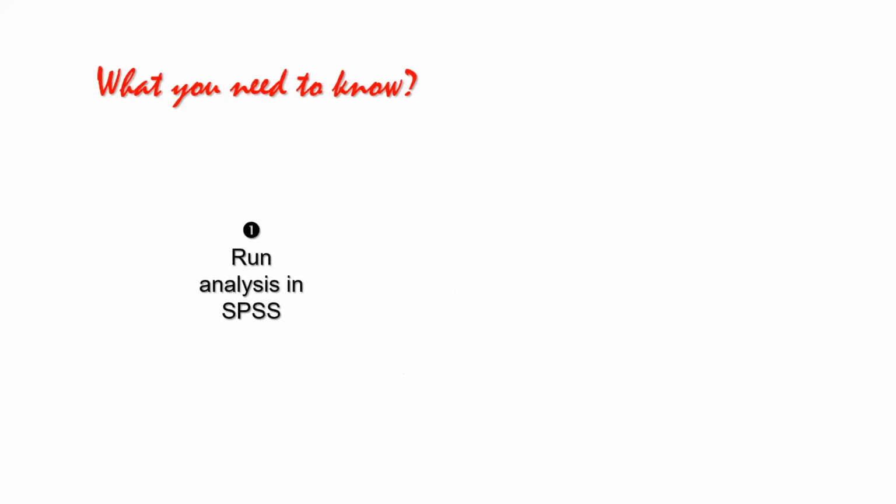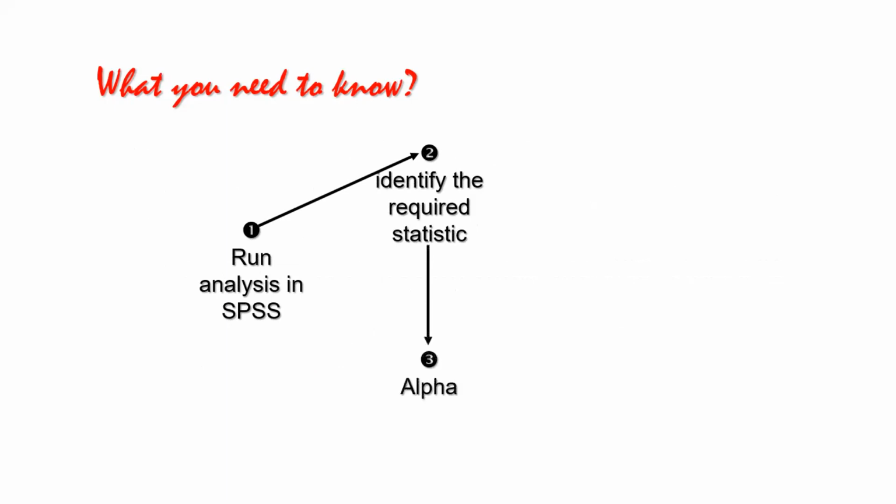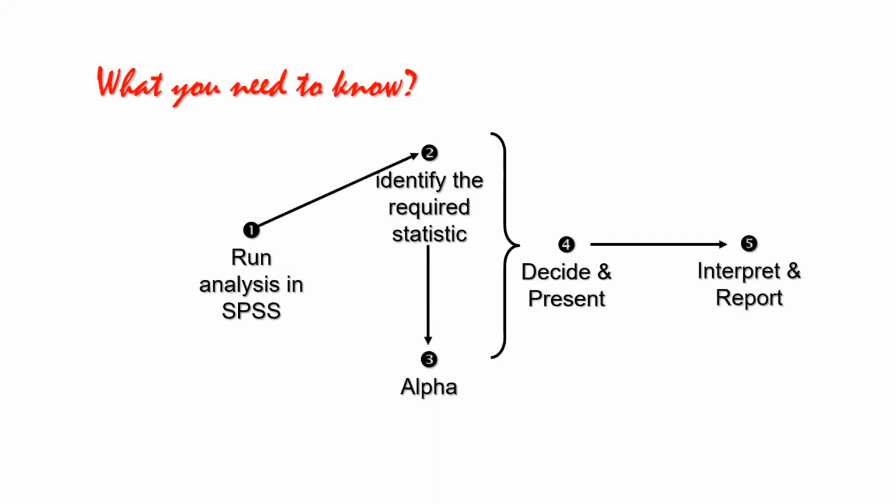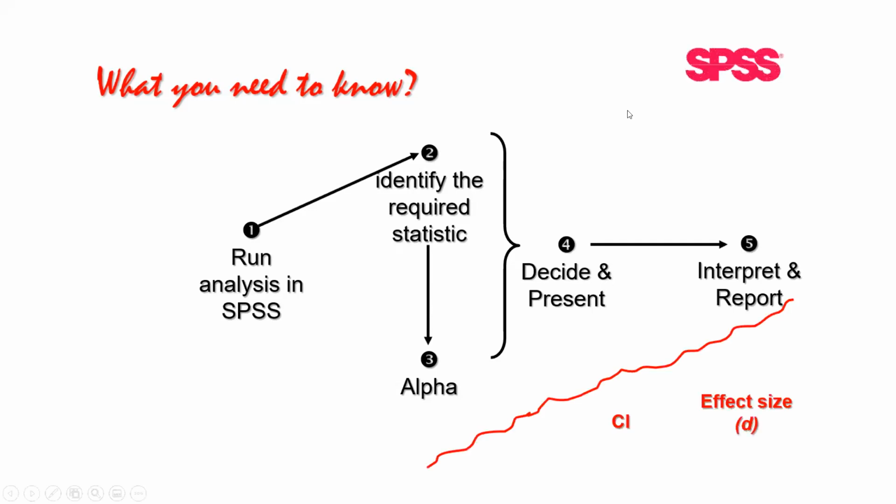Okay, so similar to one sample t-test, what we need to know is first run the analysis in IBM SPSS, identify the required statistic to be reported according to dependent sample t-test or paired sample t-test, set our alpha, decide by comparing the significant value against alpha, and then present our finding according to APA style. Then lastly, interpret the result and prepare the reporting. This is the extra flavor, and then you can add the confidence interval and effect size.